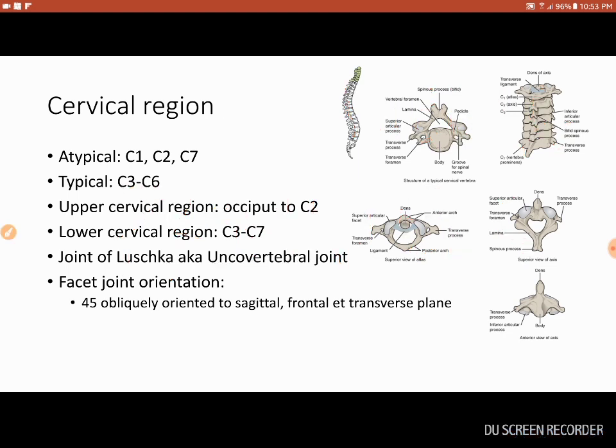There are 2 regions in your cervical spine. The upper region starts from the occiput to C2, and the lower cervical region starts from C3 to C7. One of the unique features of a cervical bone is that it has an uncinate process, and the joint of Luschka.